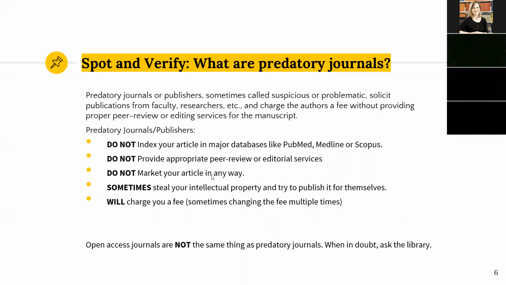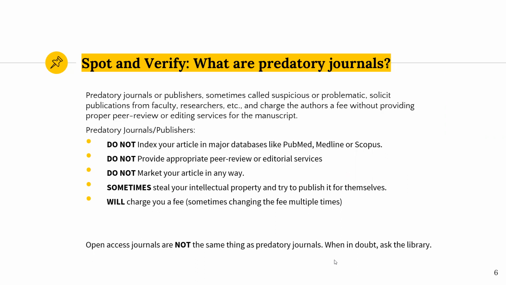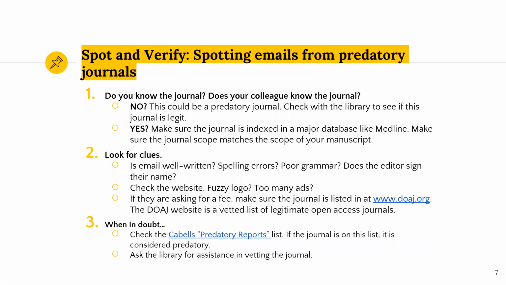I do want to point out that open access journals are not the same thing as predatory journals. Open access journals do charge a fee, but they provide appropriate peer review and editorial services. So if you have a question about a journal, whether it's predatory, you can always ask the library. So how do we spot these predatory journals?